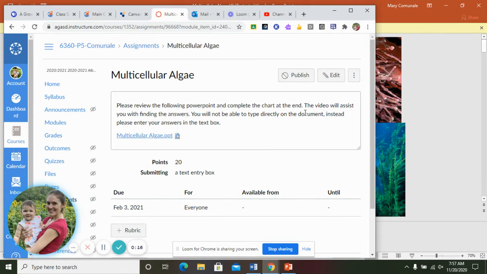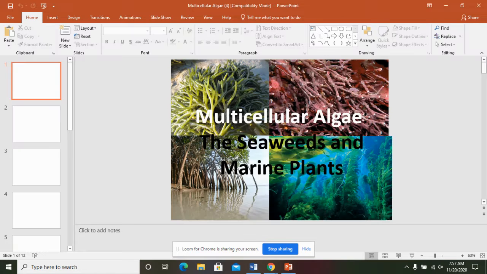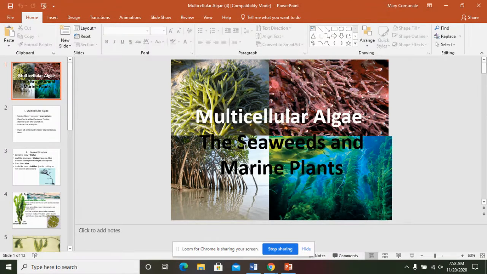So when you open this assignment, you should see a blue submit button up here. And you're going to hit that, and down below it's going to open up a text entry box. This is the PowerPoint that you're going to be reviewing. When you click on it, it should open it up in a Google Slides type manner, and it's going to look something like this. You cannot write on it, or you might be able to write on it, but please don't write on it, okay? Please enter your answers in the text box.